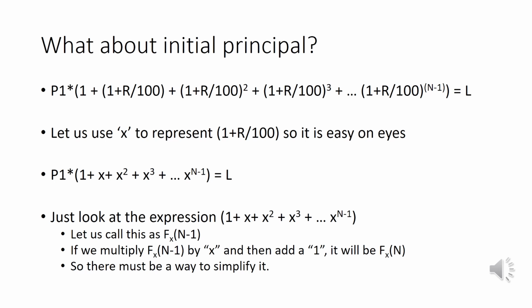If we call it f of n minus 1, with subscript x, and multiply this 1 plus x squared by x, again you will get x plus x squared plus x cubed until x power n. You see that there's a lot of overlap between this expression and the expression multiplied by x. We can exploit this to simplify it.